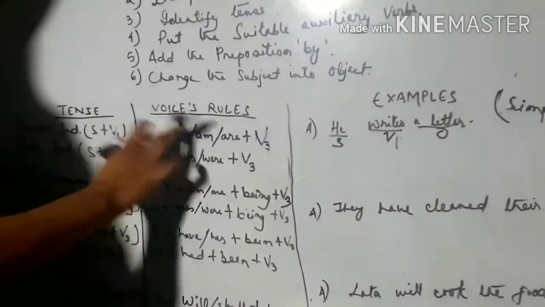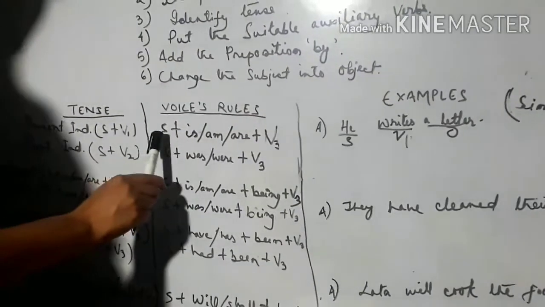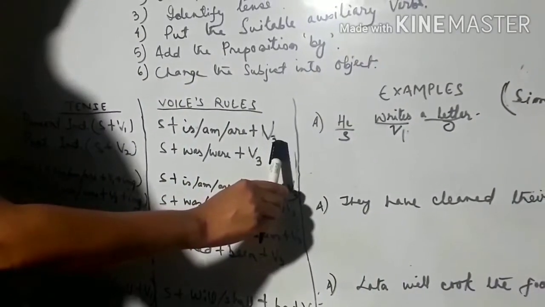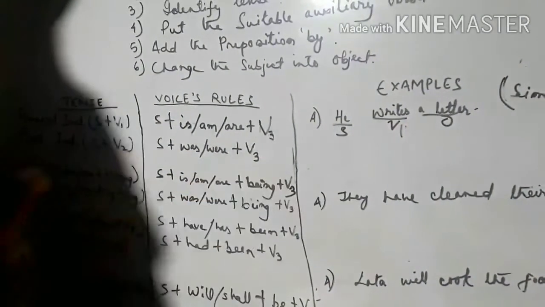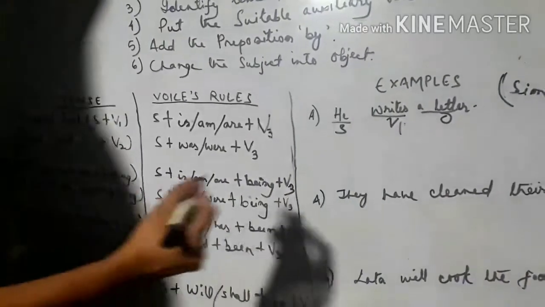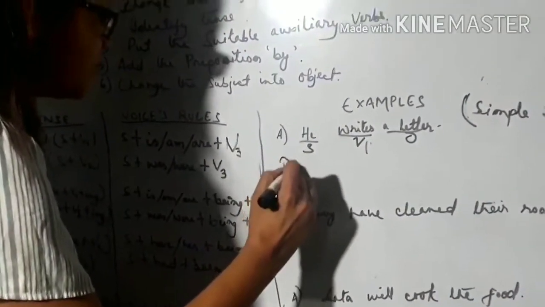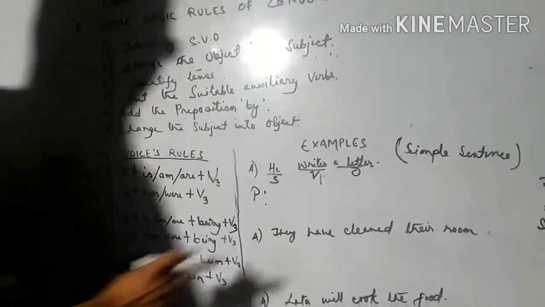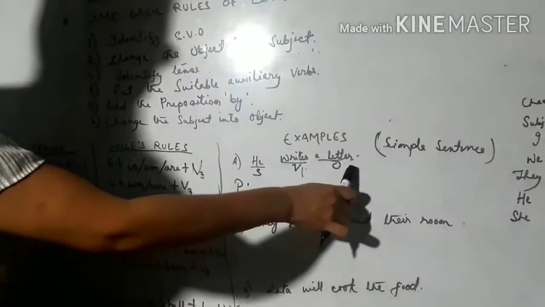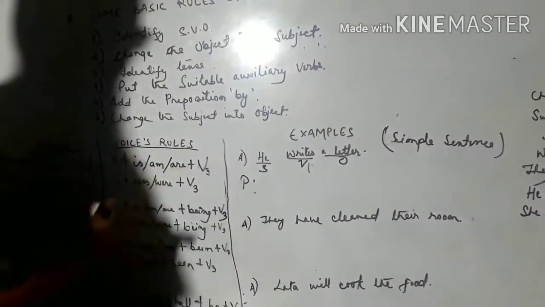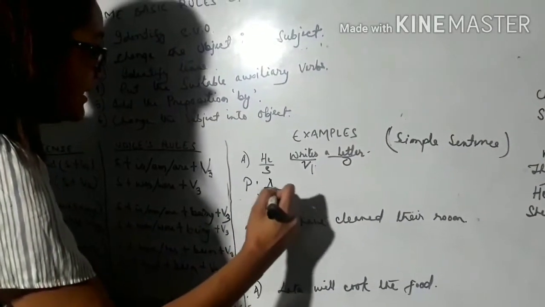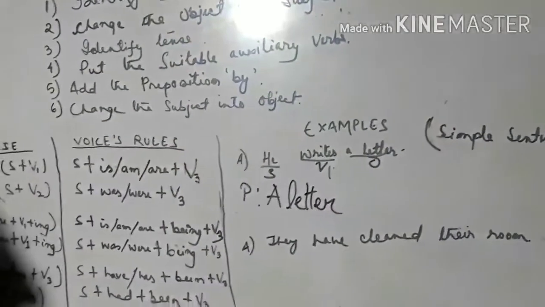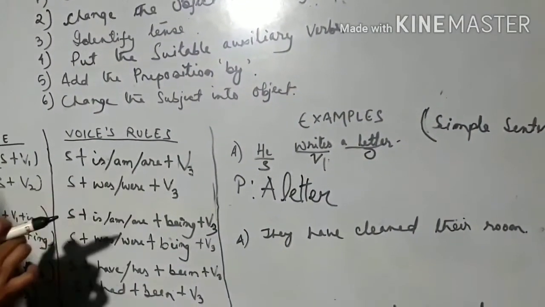For present indefinite tense in passive voice, the rule is subject plus helping verb plus the first verb changed into B3. Then we change the object into subject. The object, a letter, becomes the subject in the passive sentence. A letter. According to these voice rules, we need to put one auxiliary verb: is, am, or are.